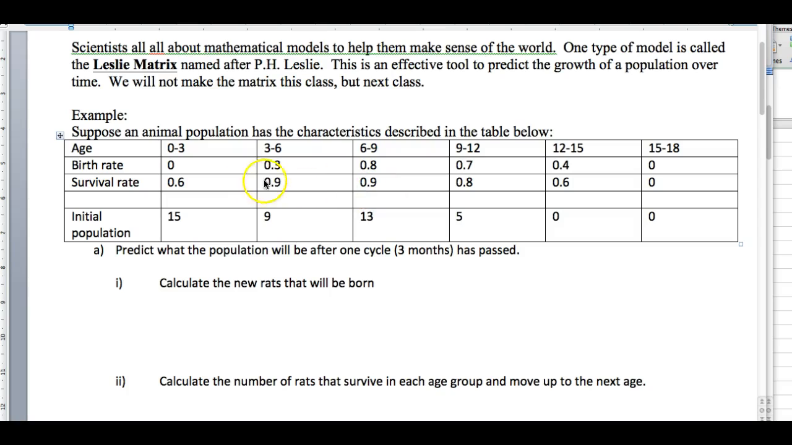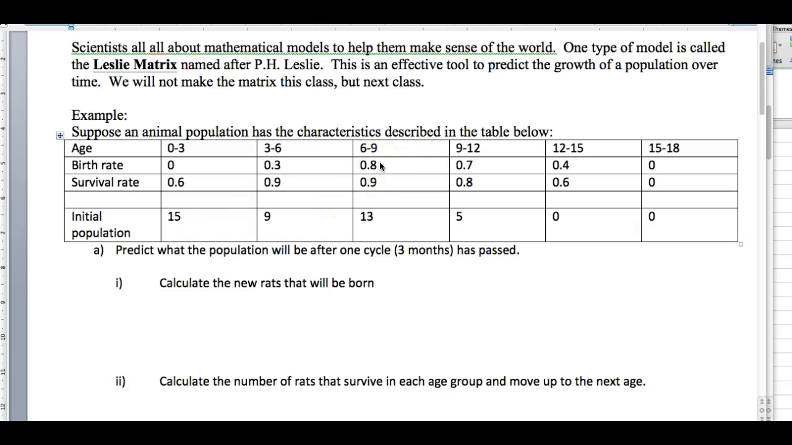So now what does this birth rate thing mean? Well, this will be how many newborns are born from each set of parents, and usually this represents females of a group. How many babies are born relative to the number of adults in each age group? If they're very young, they don't have babies, so the birth rate would be 0. Now, if I look at this age group, 30%, and I have 9 right here, about 30%, about 3, give or take a little bit, of these 9 animals will produce an offspring. Those offspring will go back into this 0 to 3 category.